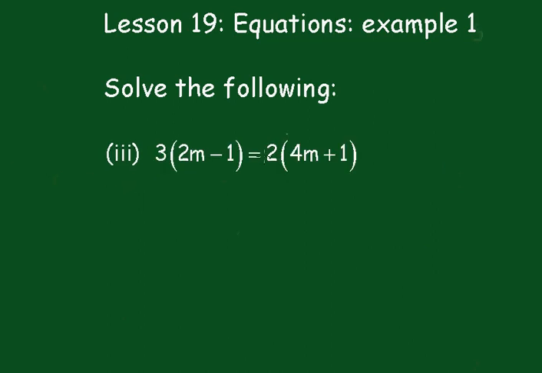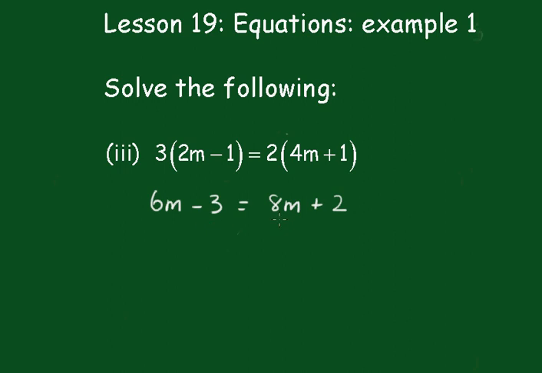Now here we have one with brackets on both sides. First of all, we'll have a little look at the 3 and the 2, because if that was, say, a 12, well, 3 will go into 12 4 times, and then there's only one set of brackets to remove, but in this case we can't do that, so we have to remove both sets of brackets to begin with. So we'll do that. 3 times 2m is 6m, and 3 times minus 1 is minus 3, and 2 times 4m is 8m, and 2 times 1 is 2.